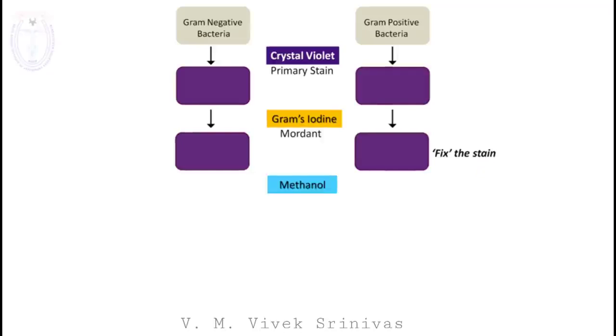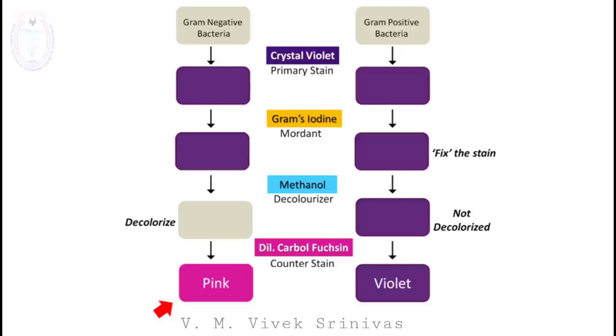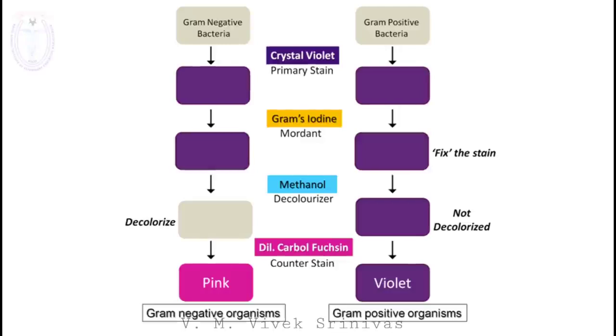Next, when the methanol is added, which is a decolorizer, it decolorizes the primary stain easily from the gram-negative bacteria, because the stain was not fixed in the gram-negative bacteria due to the thin peptidoglycan layer. But the gram-positive bacteria retain the crystal violet. Lastly, on use of the counterstain, dilute carbol fuchsin, it gives a pink color to the gram-negative bacteria. So, on Gram staining, the gram-negative bacteria appear pink, and the gram-positive bacteria appear deep violet.